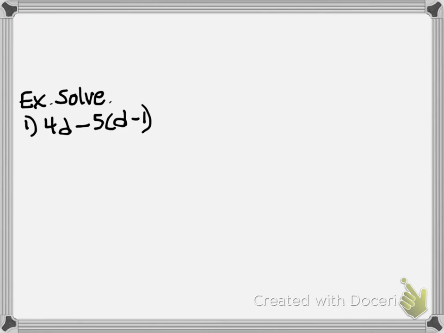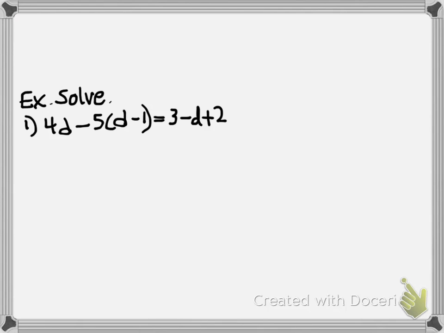So when we say solve, should the variable be part of the answer in these? Well, the correct answer is it kind of depends on what the problem looks like. So I have 4d minus 5 times the quantity d minus 1 equals 3 minus d plus 2. Okay, so we're going to do that problem first. So what do we need to do to solve this problem?